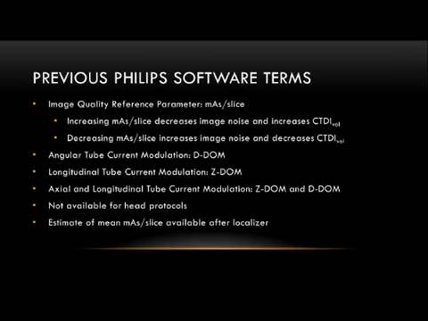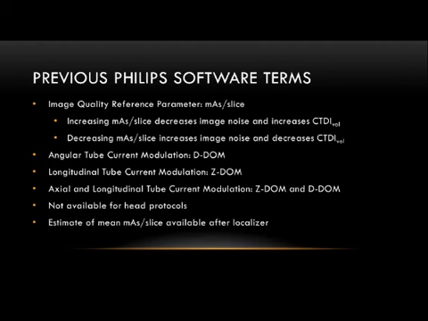Some of the older Philips softwares, I think, at least that were valid with release 2.6 or so, the image quality reference parameter for these is actually called mass per slice. And if you increase the mass per slice, it will increase the CTDIvol. So that's the same as the DoseRight index. If you increase the mass per slice or the DoseRight index on Philips, it'll increase the CTDIvol. Again, everything else held constant. And if you decrease it, it'll decrease the CTDIvol.